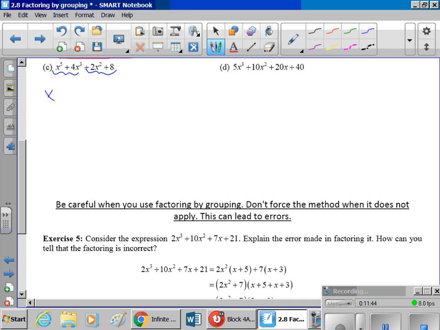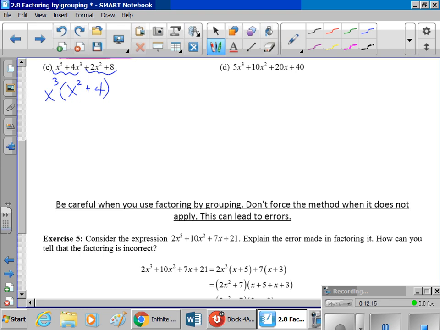So pull out, in this case, an x cubed. And then we have an x squared plus 4 left on the left-hand side. Now, don't think that x squared plus 4 is the difference of perfect squares. It's the sum of perfect squares. So remember, we can factor a DOPS. We cannot factor a SOPS, a sum of perfect squares, only the difference of perfect squares.